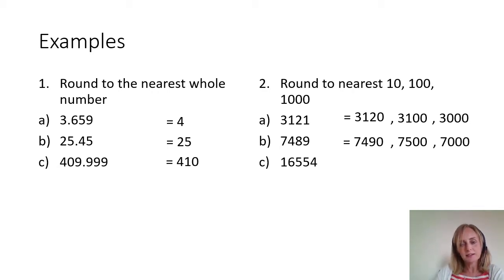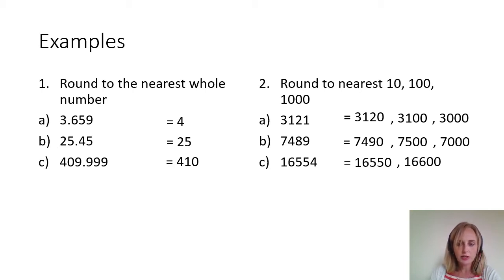And then this last one, 16,554, very quickly, to the nearest 10, that's 16,550 because we're rounding down. Nearest 100, we are rounding up because it's a 5 in that tens column, so the 5 in the hundreds column becomes a 6. Everything else is 0.